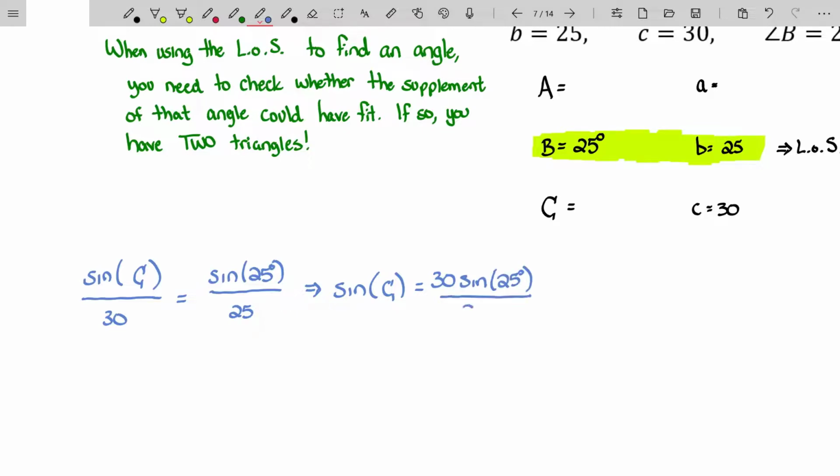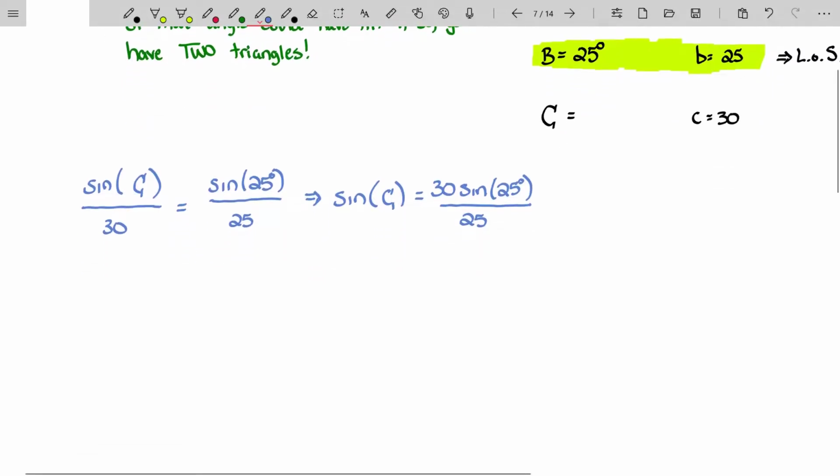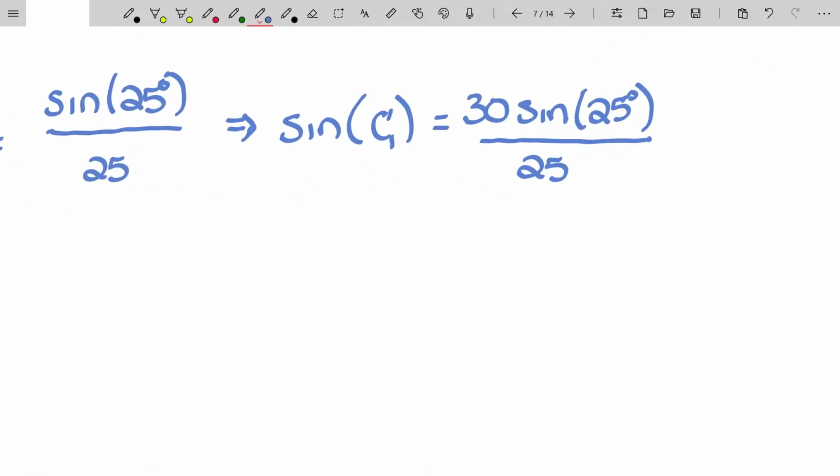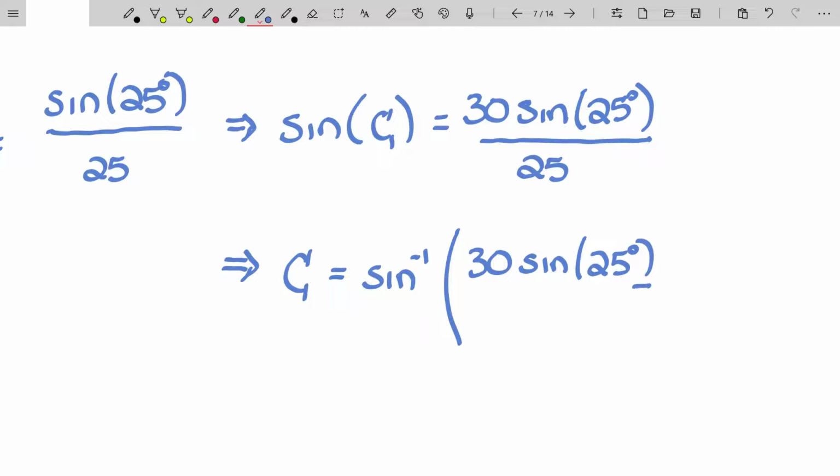over 25. I also want to mention here before I continue that I'm a stickler for people simplifying numbers unless you're going to grab a calculator. In this case, I know I'm going to be grabbing a calculator, so I'm not simplifying these numbers. And that's pretty much a rule of thumb throughout mathematics. If you know you're going to grab a calculator, don't bother simplifying. You're just wasting your time. It only takes you a few extra moments to type in a couple extra digits there. Anyway, this implies the angle C is going to be the sine inverse of 30 sine of 25 degrees divided by 25.